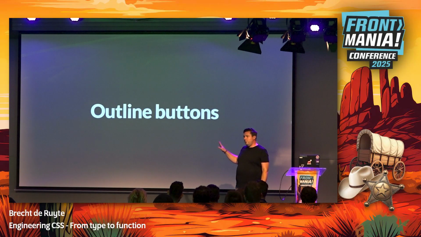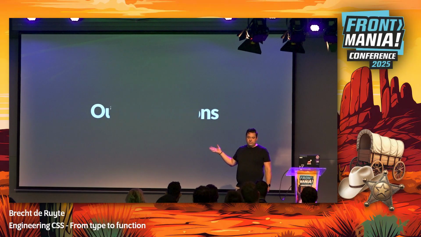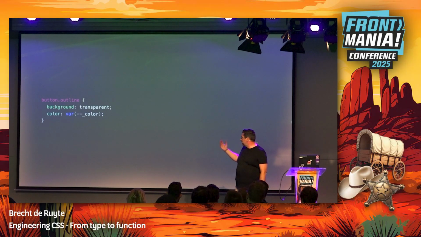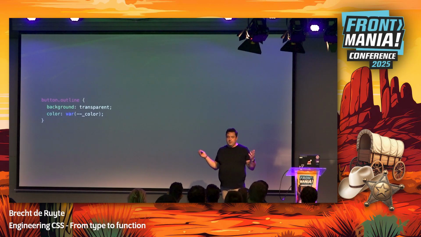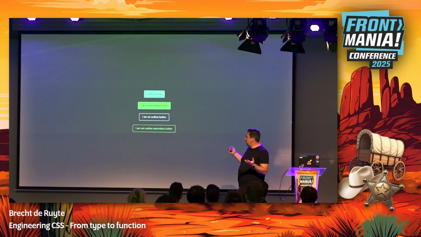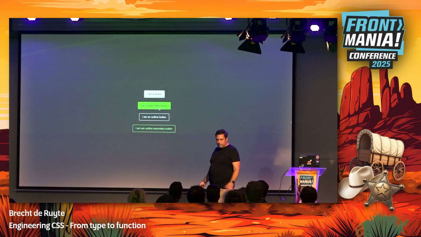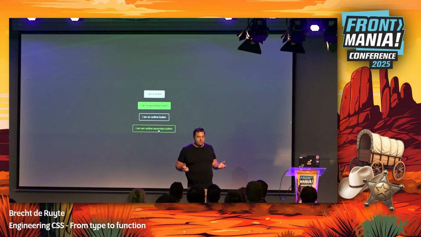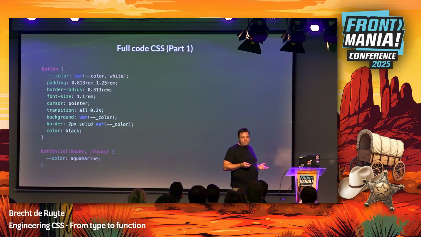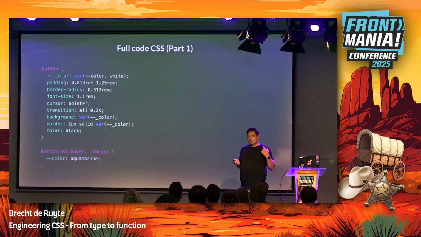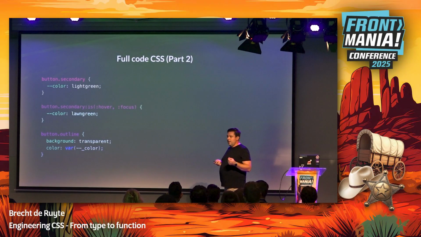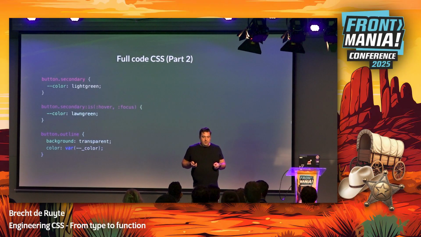So before we go on, let's quickly fill those outline buttons with just doing this. Set the background to transparent, set that color to that private variable color, and ta-da, a bunch of buttons. That's it. That's all you need to create these 4 buttons. So this is the output, CSS part 1. You have this one little button. Then you have the second part, which is my secondary button, my hover states, and my button outline.